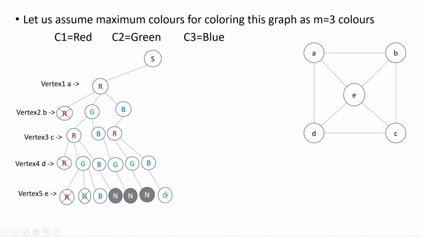Again we are going back to the second vertex for checking other possibilities. Is there any possibility to color this graph in any other way? Let us check. So green. We have done with red.